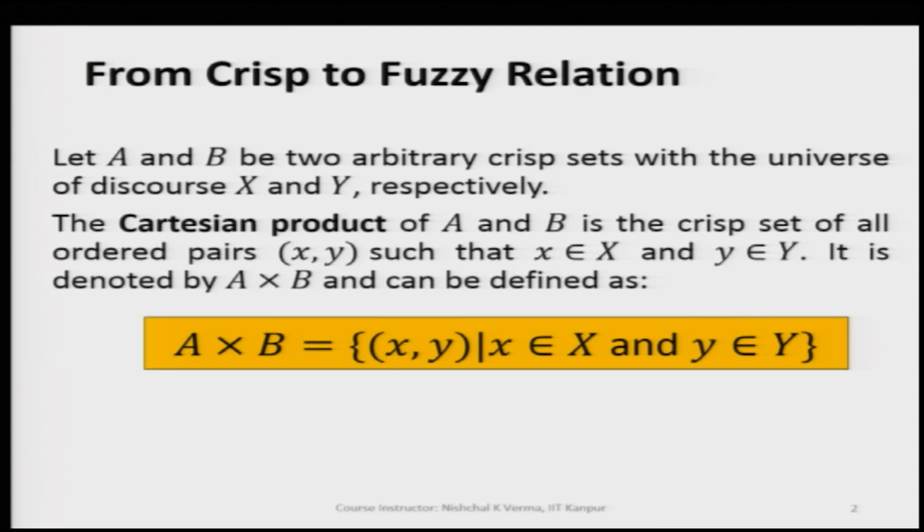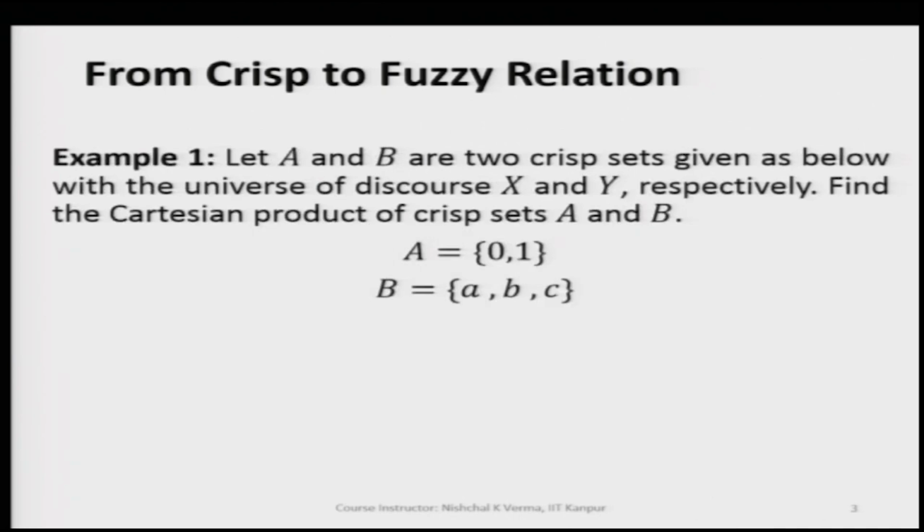So, if we have two arbitrary crisp sets A and B with the universe of discourse capital X and capital Y respectively, the Cartesian product of A and B can be written as A cross B, and this will be equal to the set of all pairs (x, y) such that x belongs to capital X and small y belongs to capital Y. This can be understood better by an example.